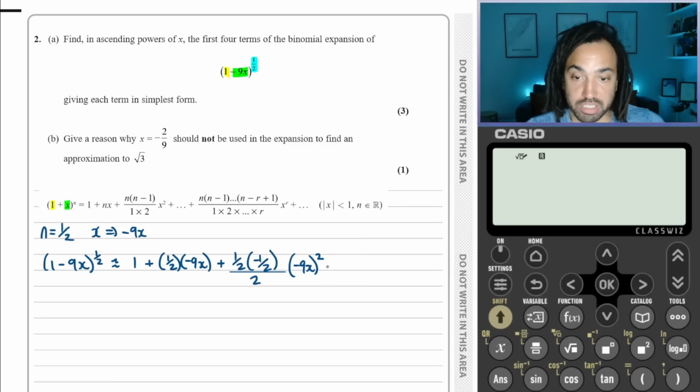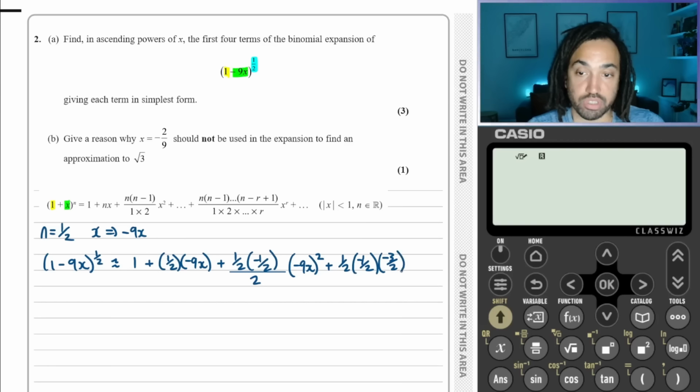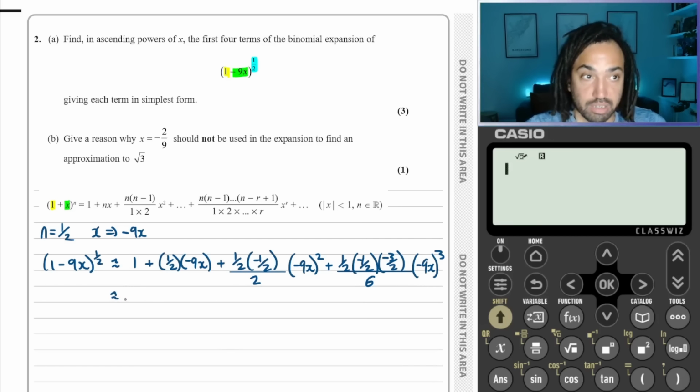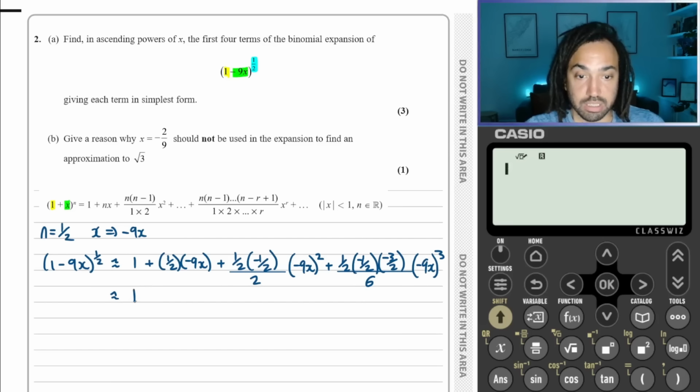So the next one in the series is going to be n minus 1, and then n minus 2, which will be minus 3 over 2. And that's going to be all over 3 factorial, which is 1 times 2 times 3, which is 6. And then we're going to have to do minus 9x, and this times the power of 3. Okay, great. So all we need to do now is just evaluate these.